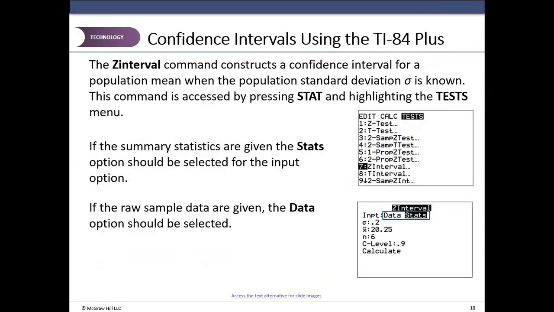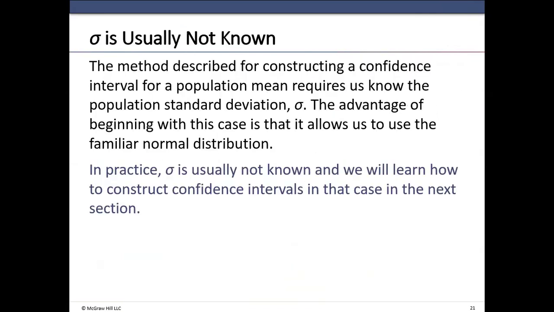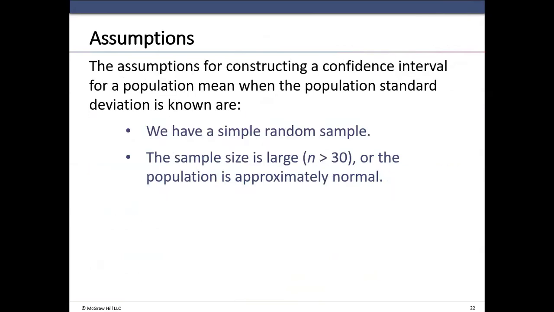Okay. The Z interval command constructs a confidence interval for a population mean when the population standard deviation sigma is known. This command is accessed by pressing STAT and highlighting TESTS and then scrolling down to ZInterval. Okay, we do not worry about Excel. The problem is sigma is usually not known. Sigma is the population standard deviation. And we will learn how to construct a confidence interval in that case in the next section.